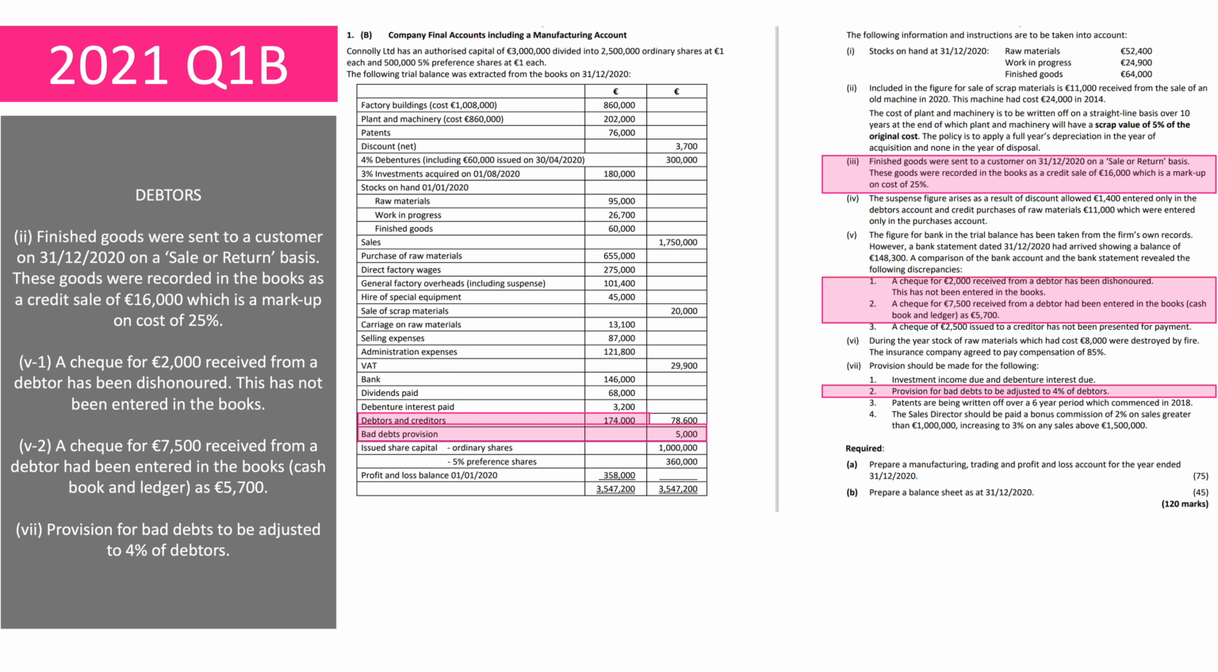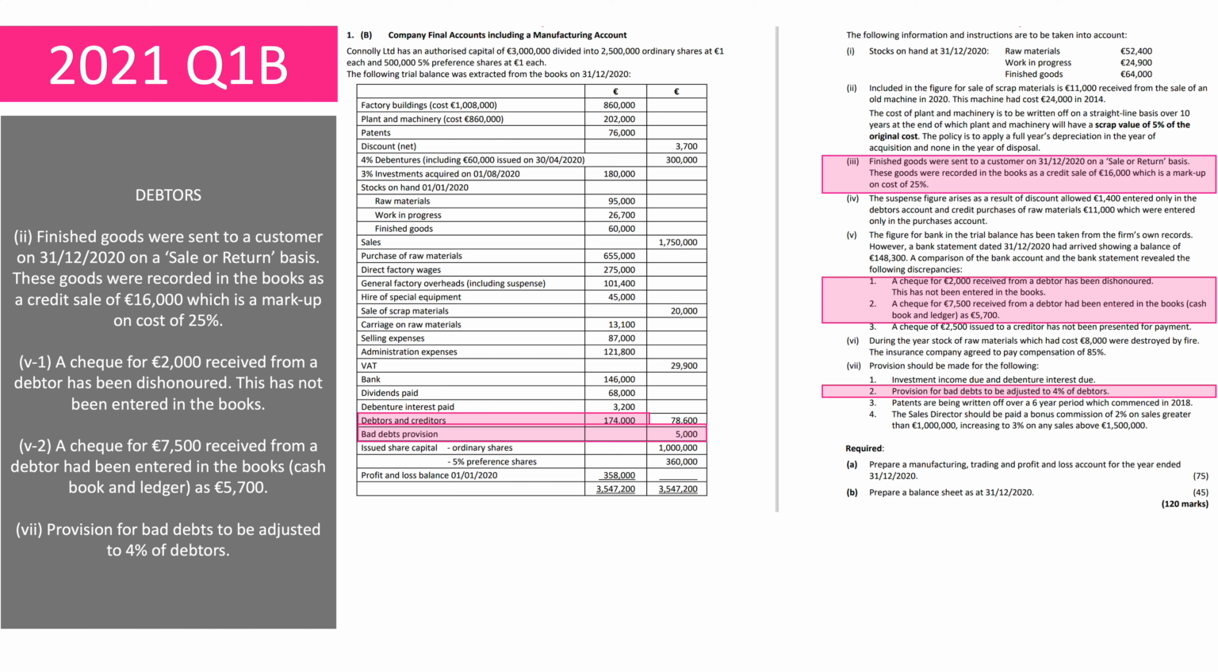These goods were recorded in the books as a credit sale of 16,000, which is a markup on cost of 25%. So 5, part 1, a cheque for €2,000 received from a debtor has been dishonoured. This has not been entered in the books.